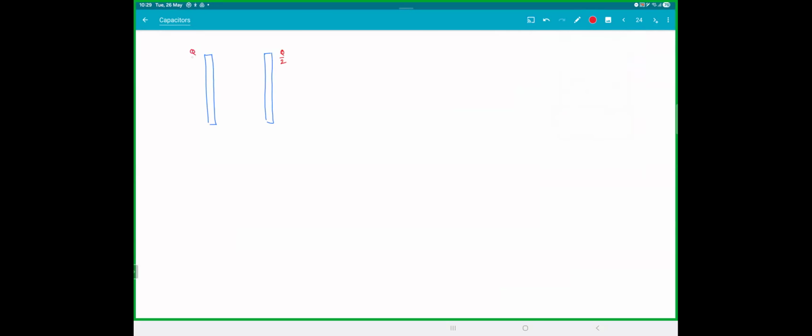This was Q by 2. This was Q by 2. So we have field lines here. And we have field lines here. Sorry, this was Q1 plus Q2 by 2, Q1 plus Q2 by 2. This is Q1 minus Q2 by 2, Q1 minus Q2 by 2.